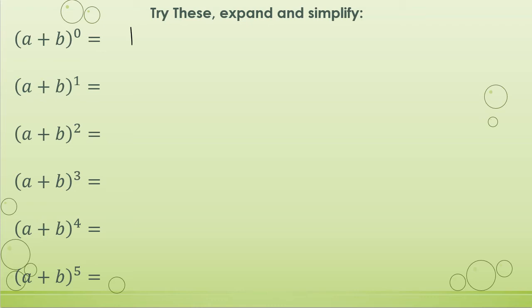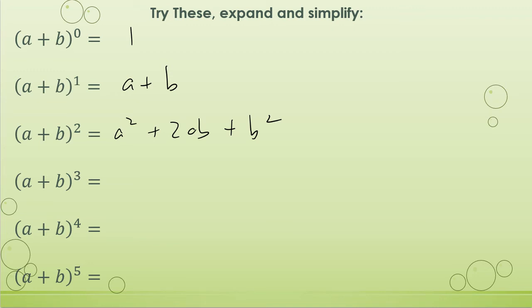A plus b to the power of 1. How do you expand that? You don't. It's just one of them, a plus b. A plus b squared. If you expanded this, you would get a squared plus 2ab plus b squared.